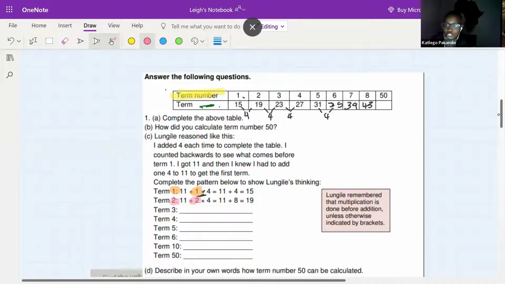So I need, okay, Mujalifa, what's going to happen with term 3? Ma'am, are we not going to do 11 plus 3 times 4? There we go, we're getting the hang of it, ne? Which is 11 plus 12, and the answer is 23. Thank you. Yes.